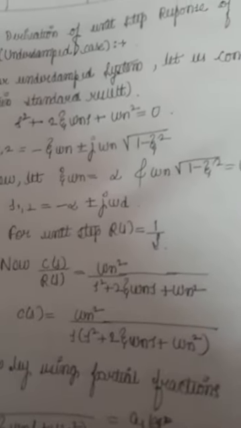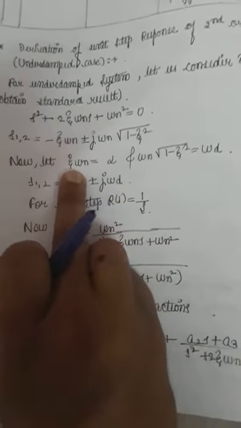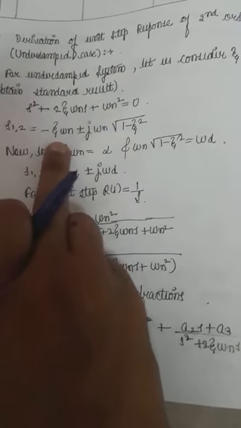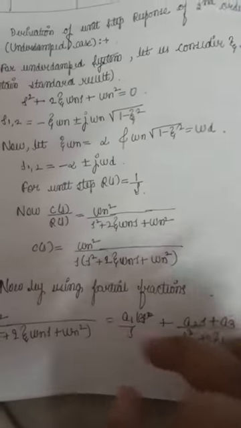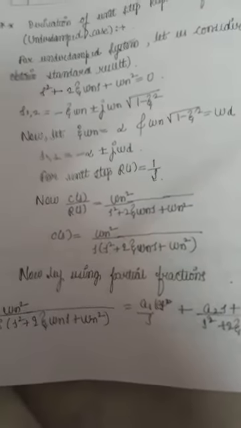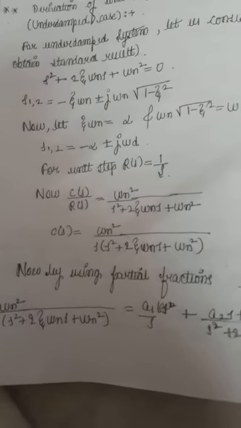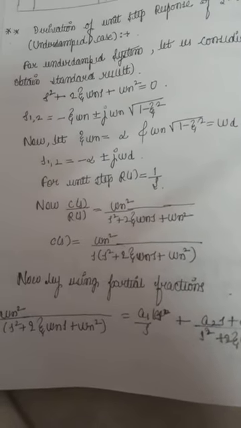Already you know that, so S1,2 you will get these roots. Here I'll replace zeta omega_n by alpha, and omega_n under root of 1 minus zeta square by omega_d. If you replace this by alpha and omega_d, you can write S1,2 is equal to minus alpha plus or minus j omega_d, omega subscript d again.